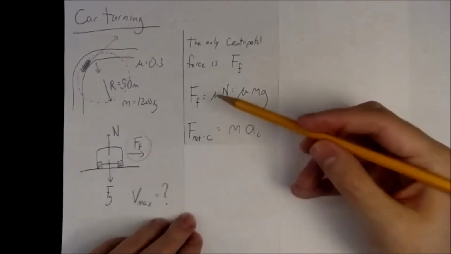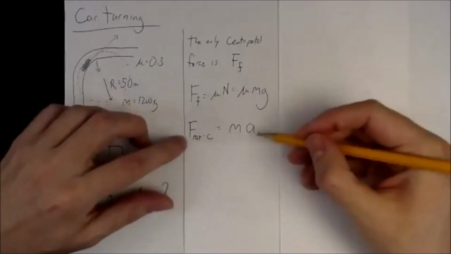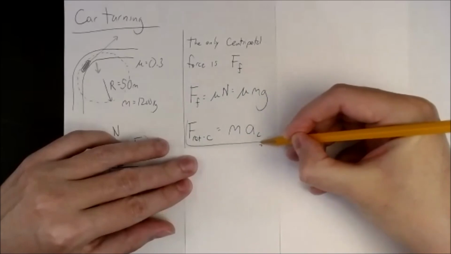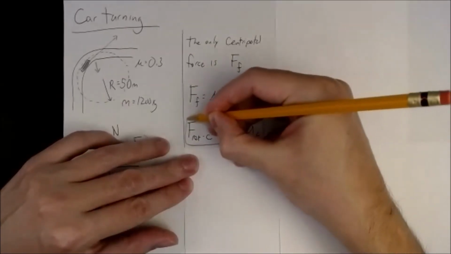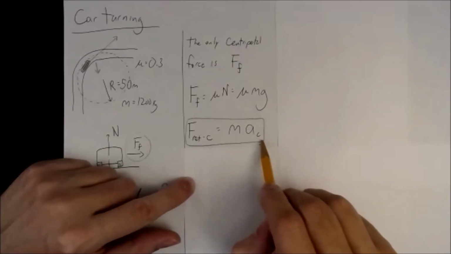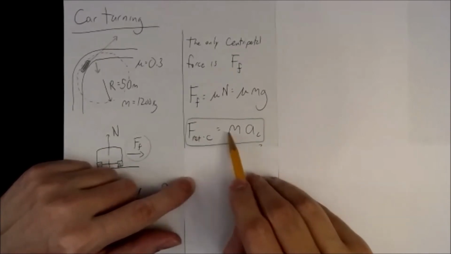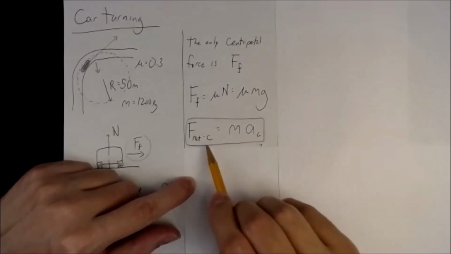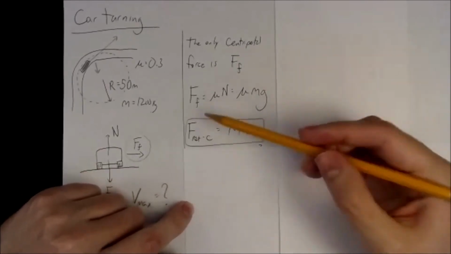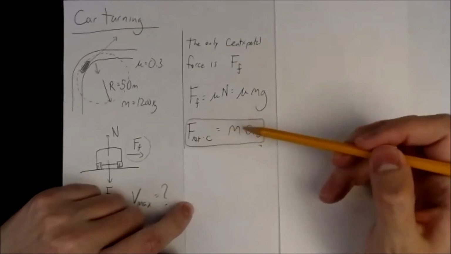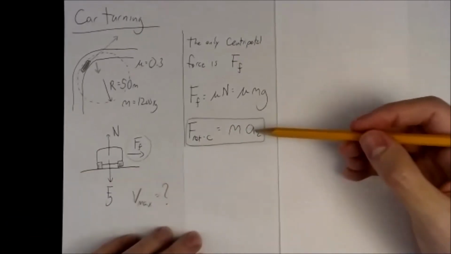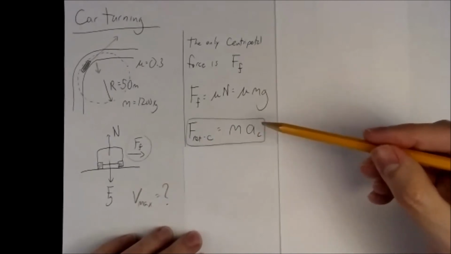Now, I can pull out this equation. We have not written it down like this before, but this is true. Remember, we had F net x is equal to max. F net y is equal to may. X and y are directions. Centripetal is a direction. Therefore, F net c is equal to mac. It's the exact same idea as we had with x and y versions of this.